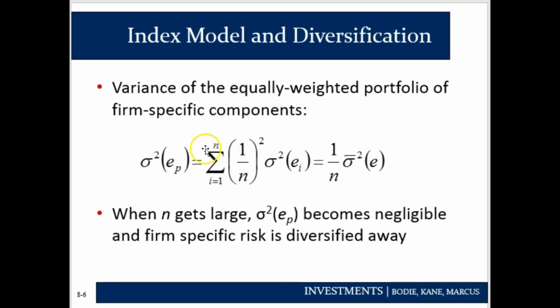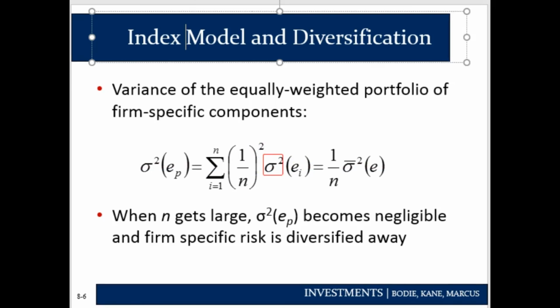So it's easy to see here that as you add more assets to your portfolio, where N is the number of assets, you have the variance of your portfolio, which is the sum over N of the average of that times the variance of the asset. You can see here that as N gets bigger, this is an average variance of your assets, and as N gets bigger, that variance becomes negligible and firm-specific risk is diversified away.